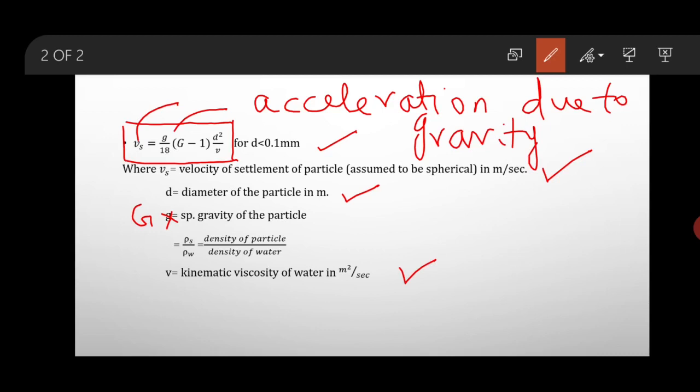So this is all for today's class. In the next class, we will discuss different types of sedimentation tanks.